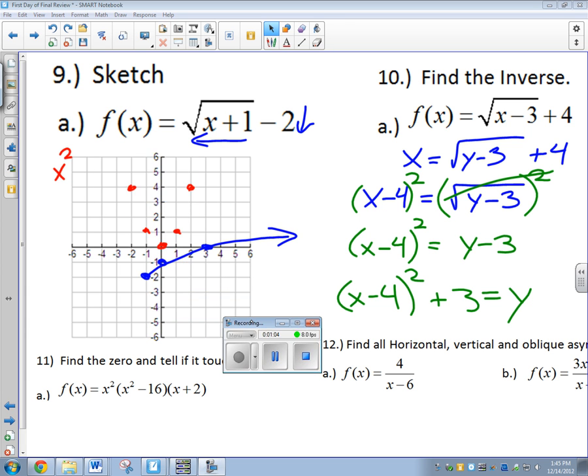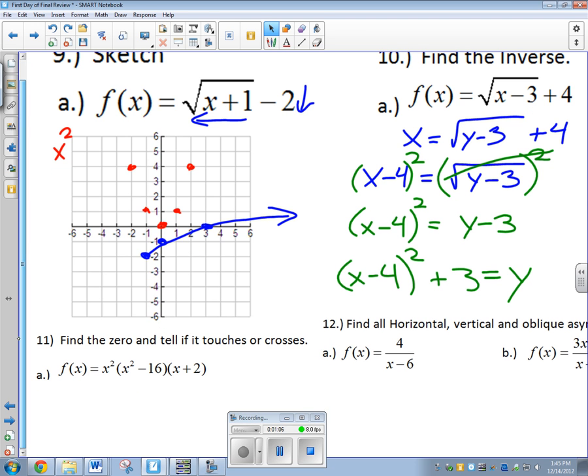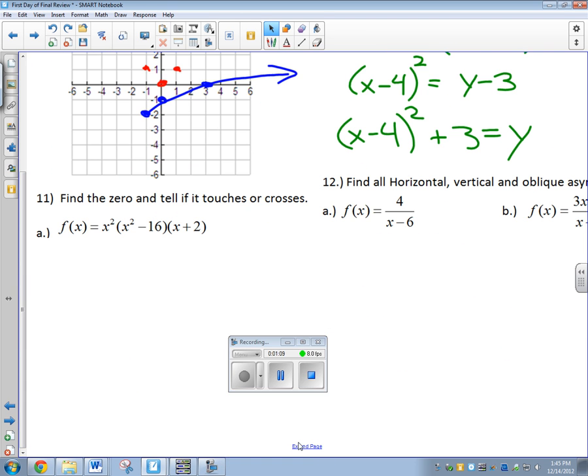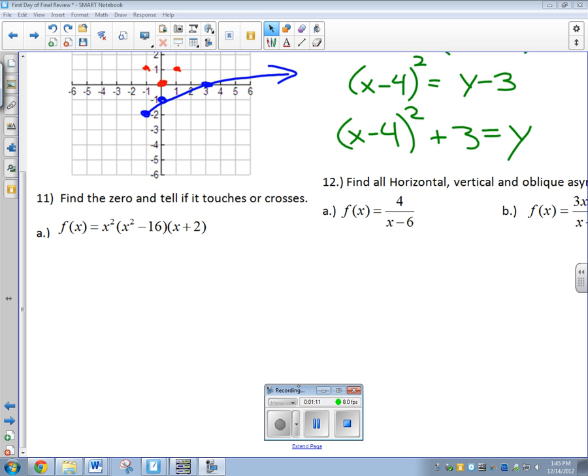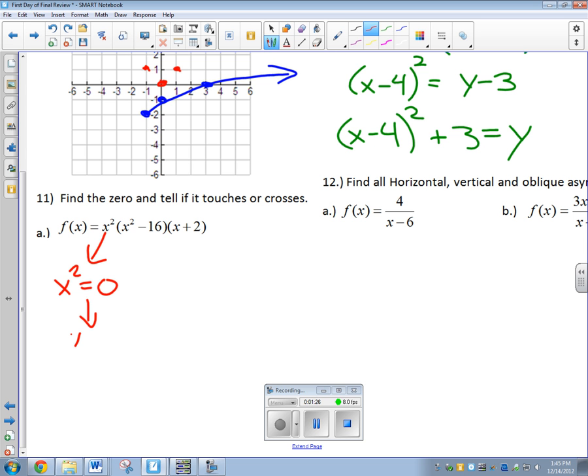Okay, we're almost done. Most of this stuff is going to be review of what we've done in the past couple weeks, so we're going to go kind of quickly through it. Number 11 says find the zeros and tell if it touches or crosses. So we're going to talk about multiplicity. To find the zero, I'm going to set each one equal to 0. When I set x squared equal to 0, what do I get? x is 0. Is that going to touch or cross?